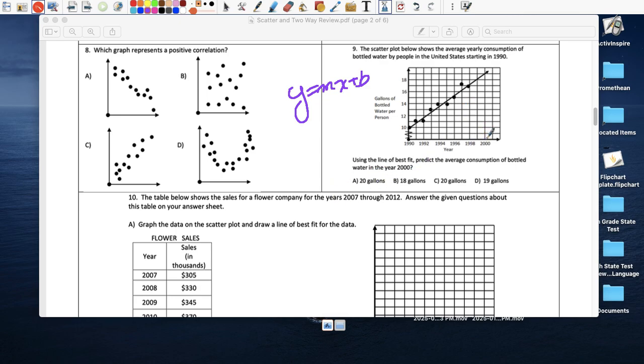So in the year 2000, we're going to use the line of best fit. In the year 2000, according to the line of best fit, this right here, and I'm going towards it, would be, what is this? 12, 14, 16, this is 20, so between 20 and 18, 19 gallons. And that's our answer.